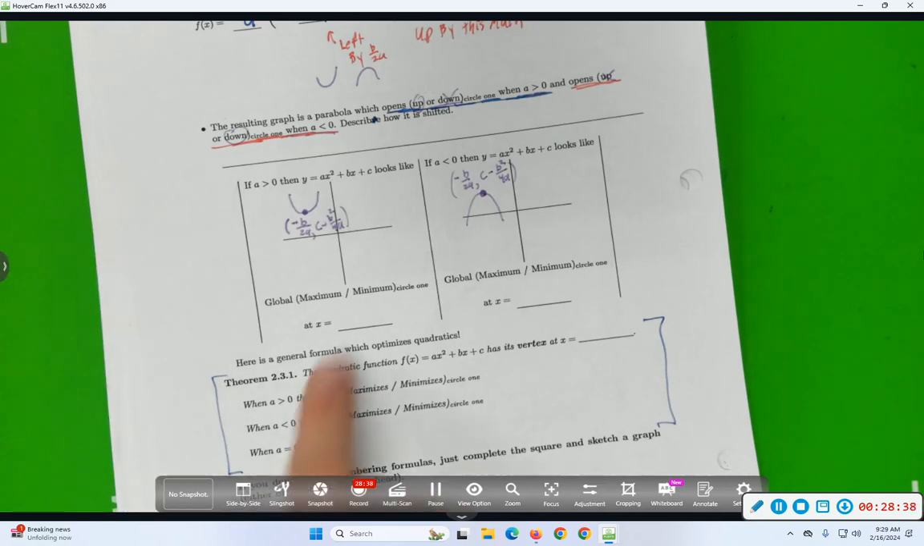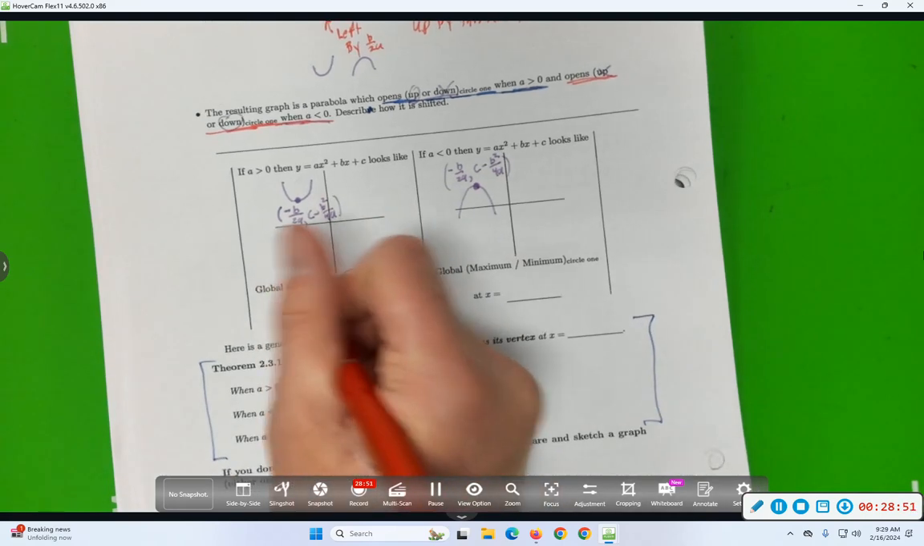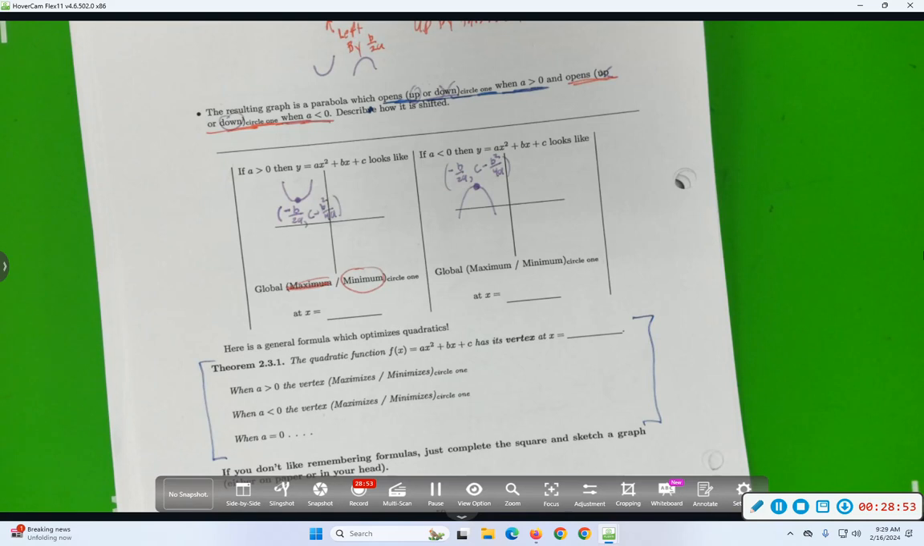So let's read things off. This function, does it have a global maximum or a global minimum? Global minimum. There is a least y value you see. What is the x value that produces that global minimum?